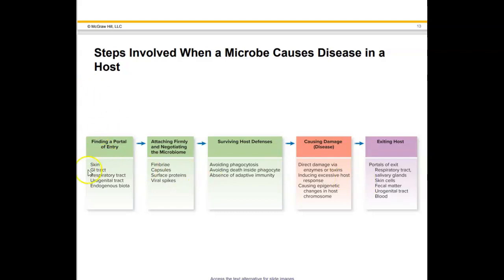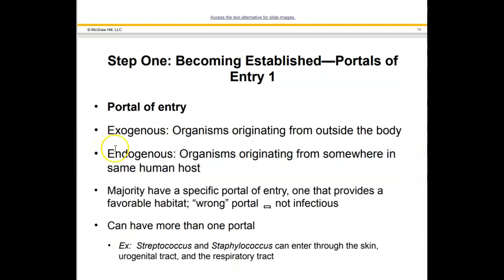So let's talk about this first one. All right, so step 1 in becoming established. So the portal of entry is what we call this. All right, so that's any site that the pathogen basically uses to gain access to the host or to enter into the host. Because mucous membranes line every entrance of the body, they typically are the key portals of entry into the human body.